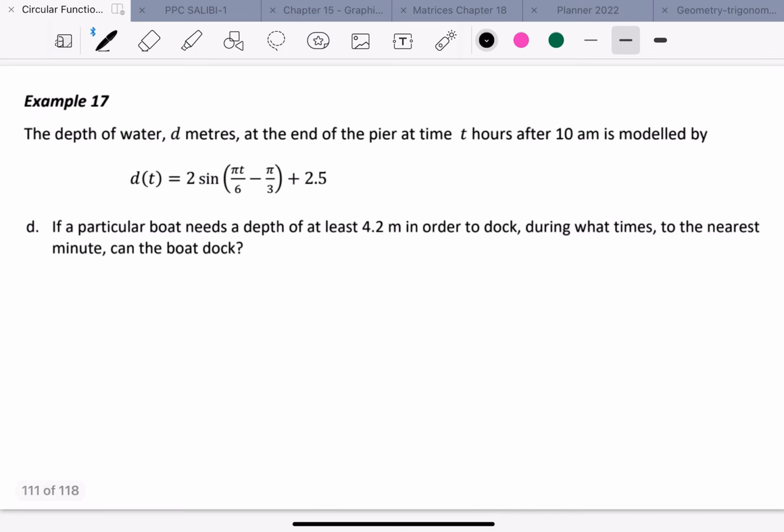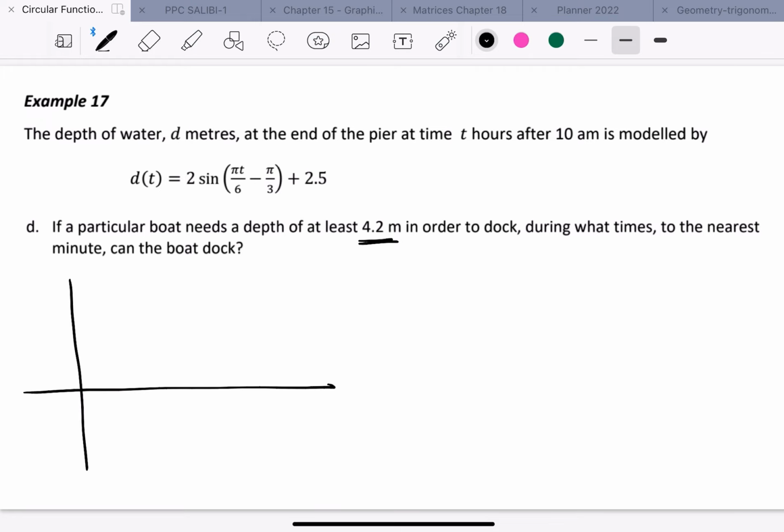Part D. You'll notice that this is very similar to the first question, so if you feel like you've got the hang of it, feel free to skip this part. If a particular boat needs a depth of at least 4.2 meters to dock, during what times to the nearest minute can the boat dock? So what we need to do here is similar to before.